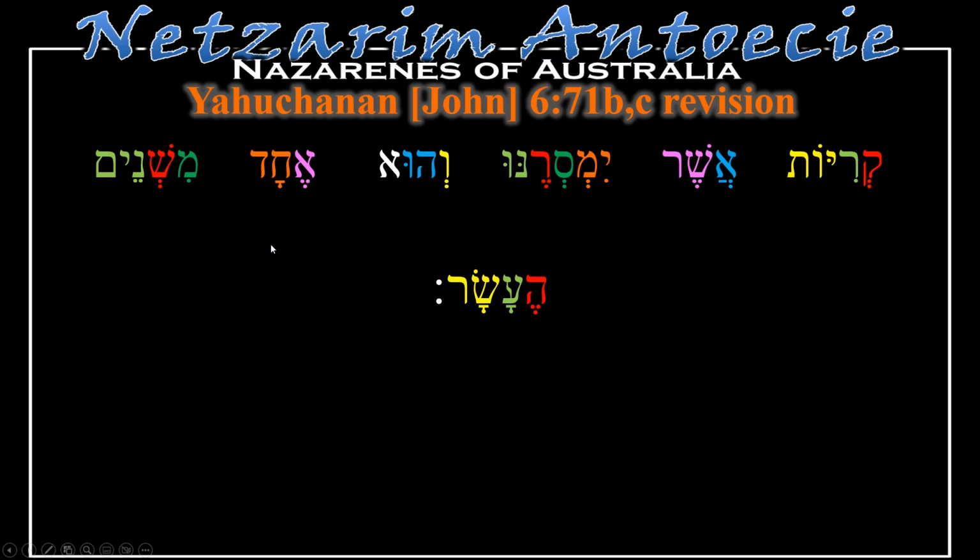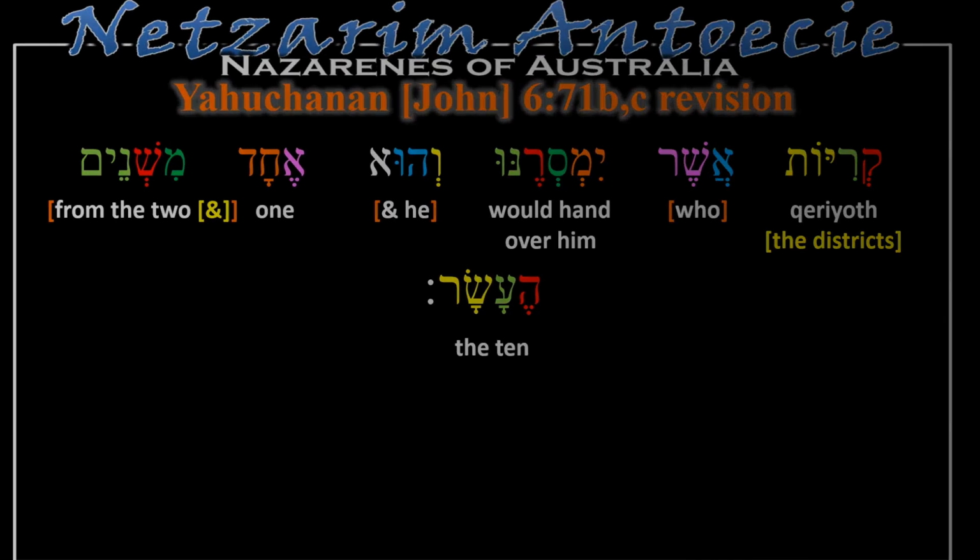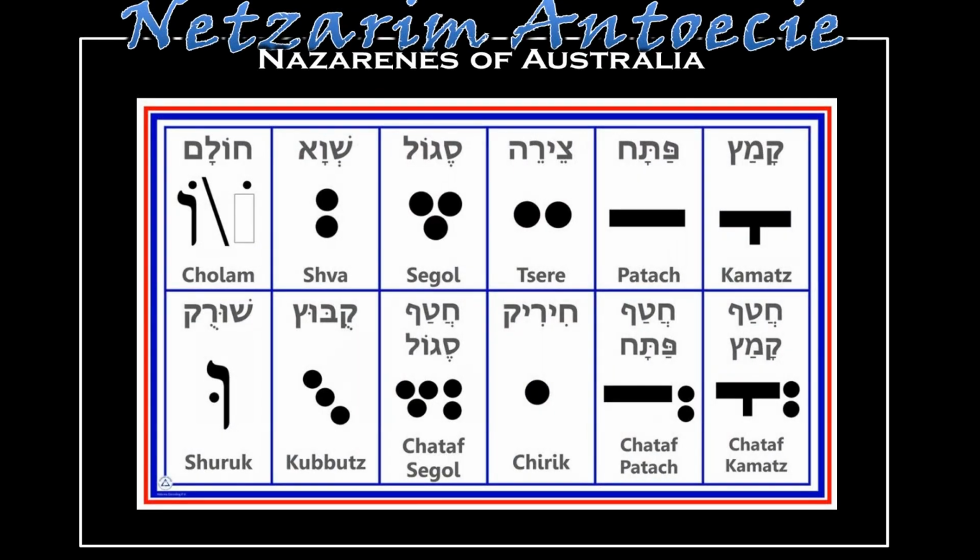Vehu, and he, echad, one, mishaneim, from the two, va'asar, and the 10. We can add and there, right? The districts, Keriot, who would hand over him, and he one from the 2 and the 10. And then finally, we come to our vowel markings.